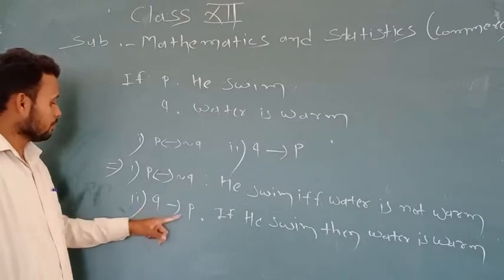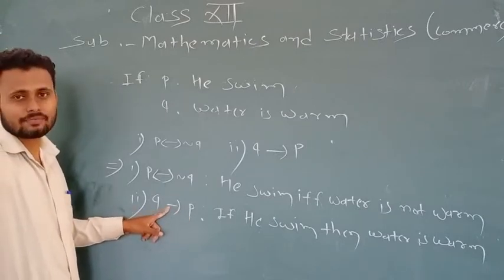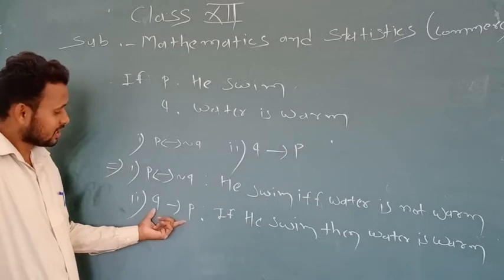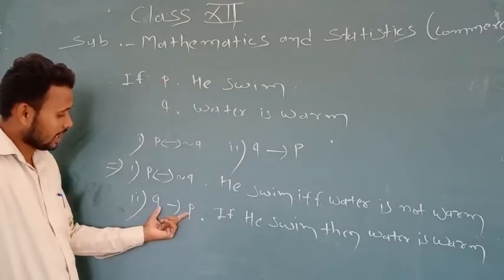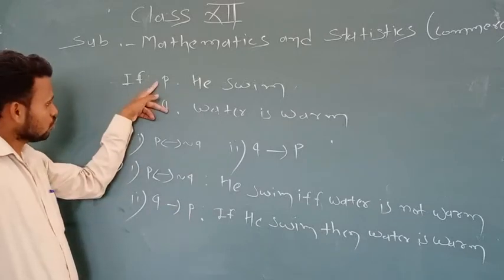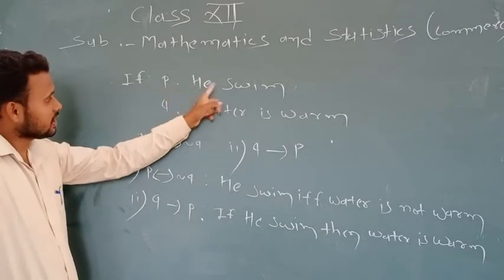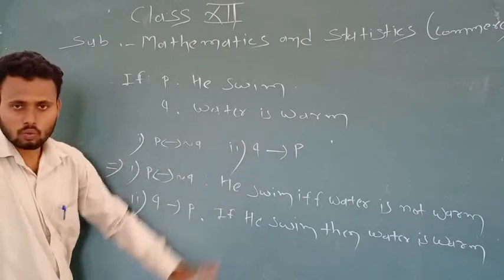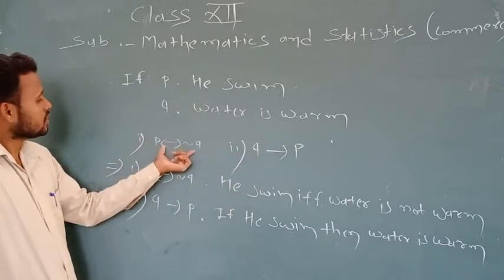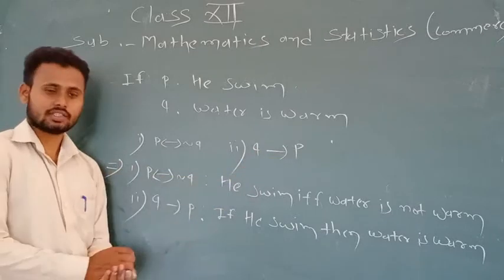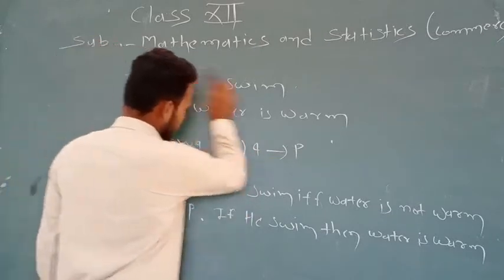Second, Q implies P. This symbol means if then. Therefore, we write its conditional statement of these two statements. It means if he swims, then water is warm, which is the required verbal statement of the given symbolic statement.